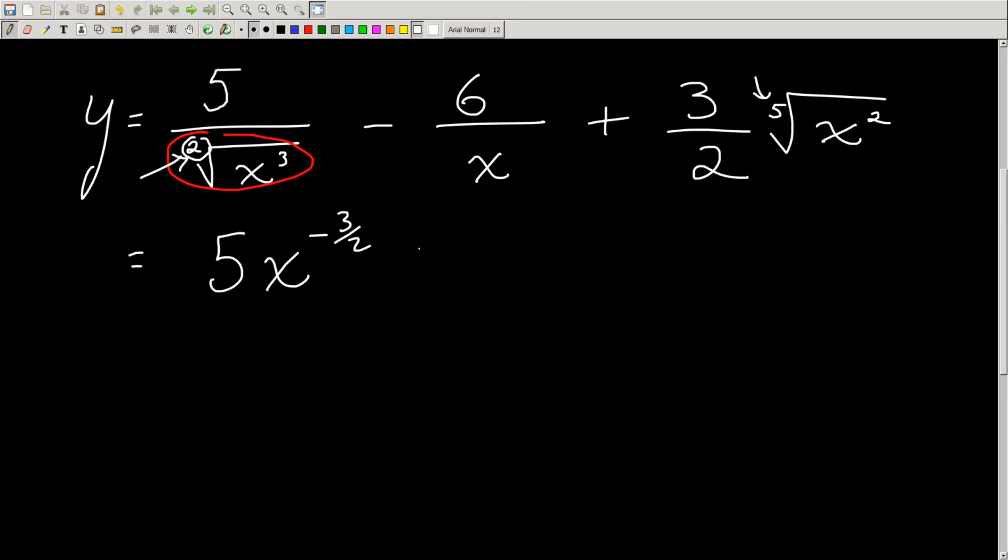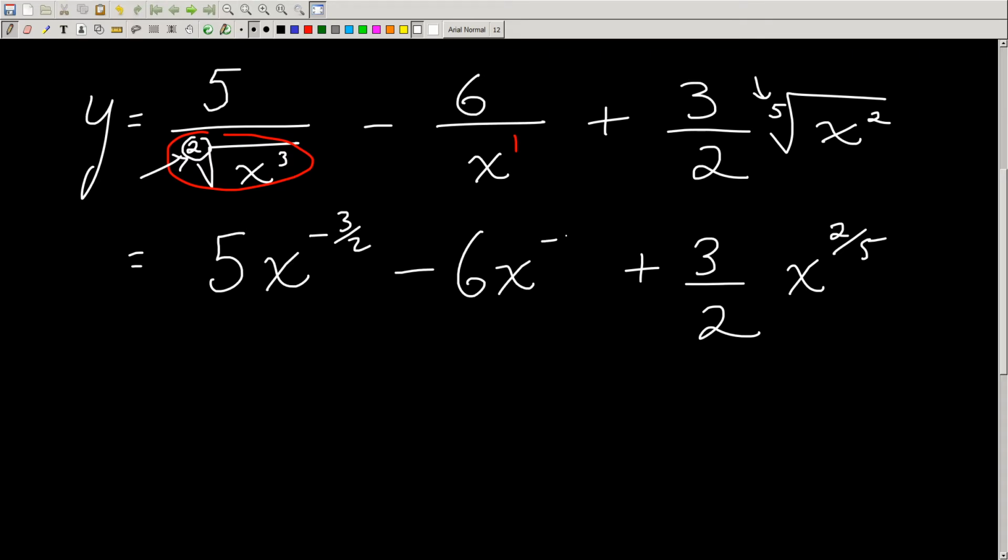Done. Over here, on the right side, we have 3 over 2, and this can be written very simply as x to the 2 over 5. I don't have to switch any sign at all. And then the last term in the middle, this is the reciprocal function. There's an invisible exponent here of 1. Now, again, I can flip that to the top, and then this is just going to be minus 6x to the negative 1. And there's my power, right? There's my set of powers. So now I can take the derivative.